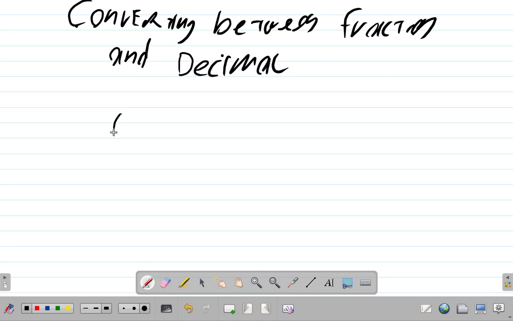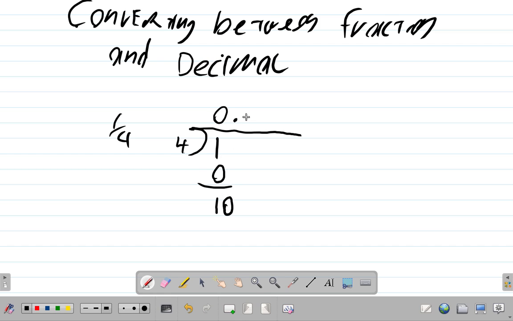Suppose you have a quarter and you must convert it to decimal. What do you do? Let's see. Use long division and say you have 4 divided into 1. 4 into 1, you can't, so put 0. 0 times 4 is 0. 1 minus 0 is 1. Multiply this 1 down here by 10. You have 10. 4 into 10 is the point.